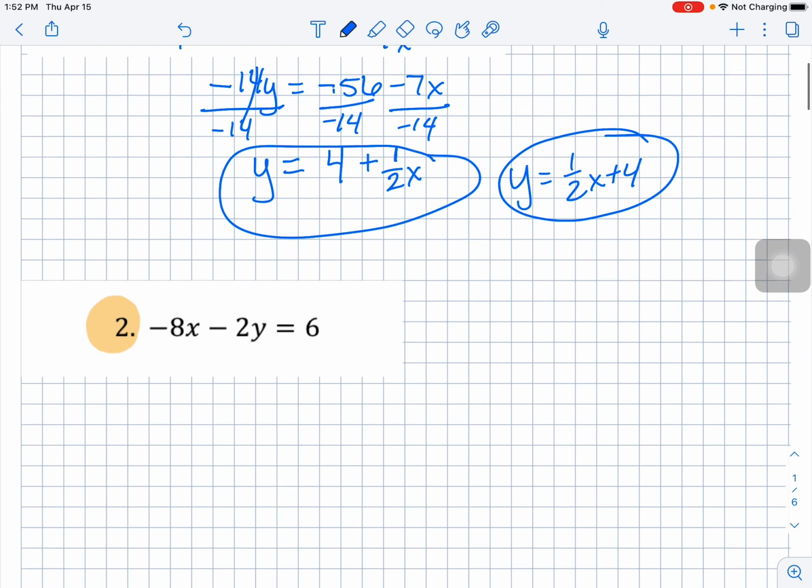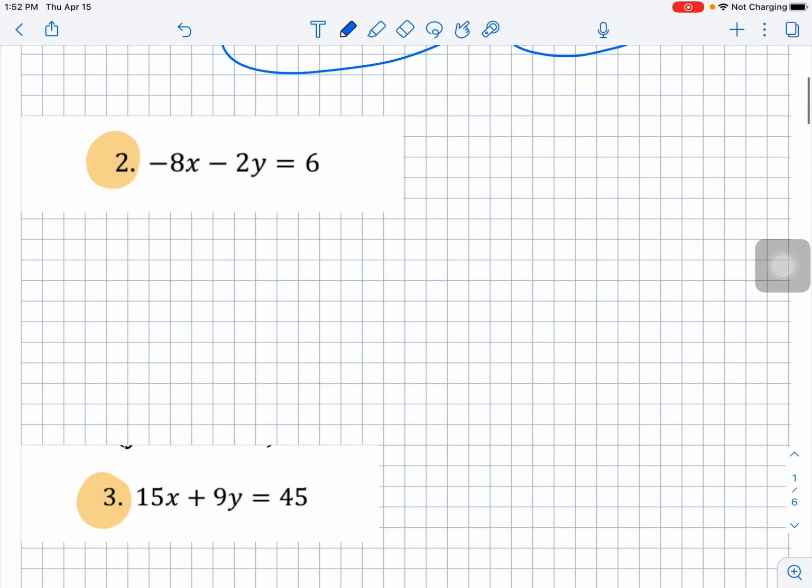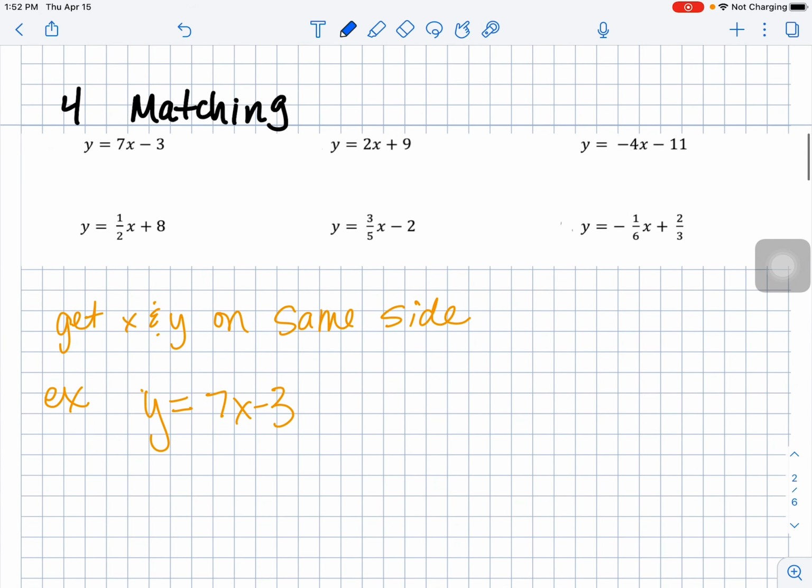So they want you to do the same thing for number 2 and the same thing for number 3. So for those problems, you're just going to get y by itself. Question number 4 gives you more practice for that. It gives you these equations.